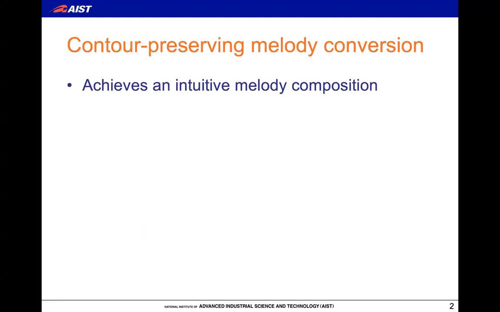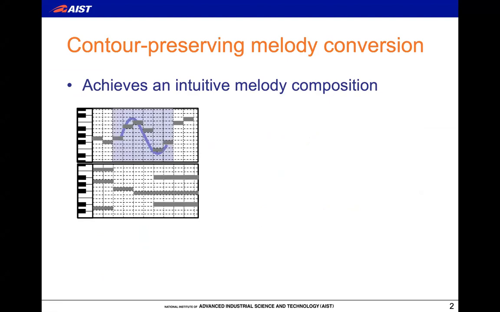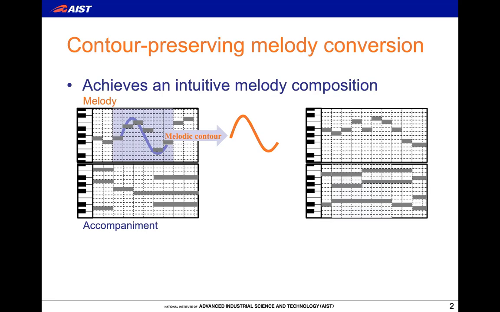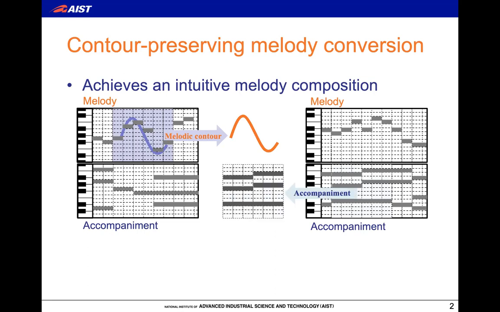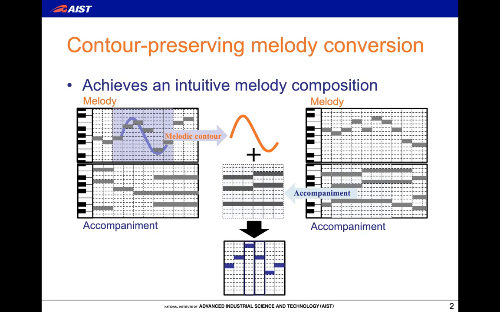Contour Preserving Melody Conversion achieves an intuitive melody composition. Say there is a melody and an accompaniment, and we extract the melodic contour from the melody. Let's have another pair of melody and accompaniment, and this time we reuse the accompaniment part. Contour preserving melody conversion can add up these two and generates a new melody with the given accompaniment.